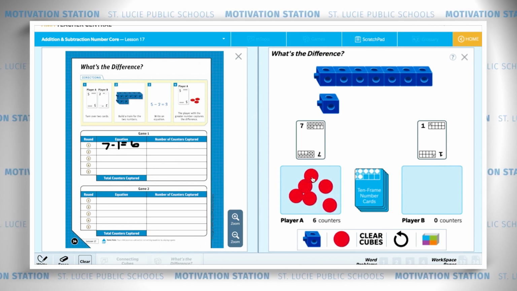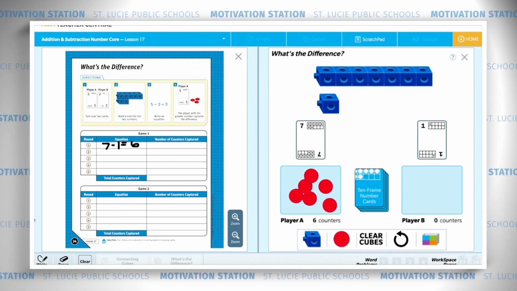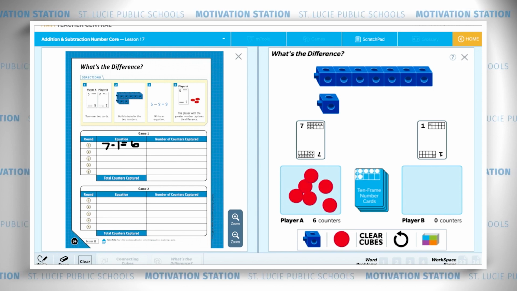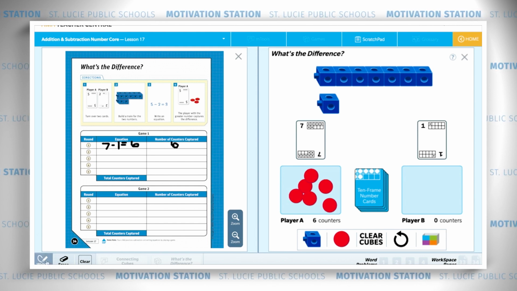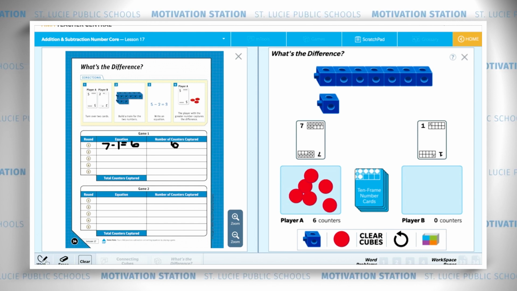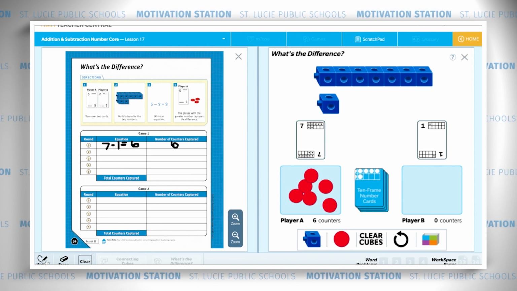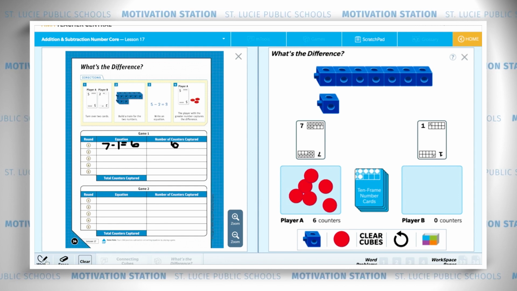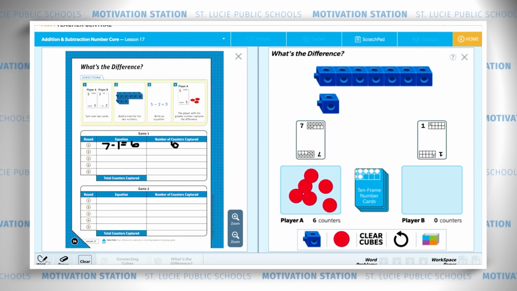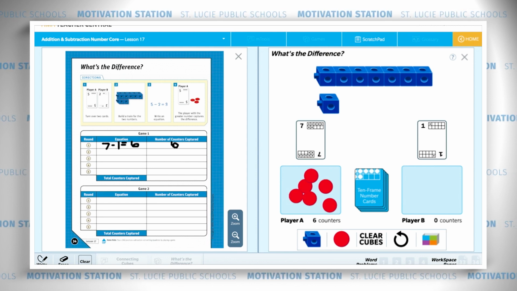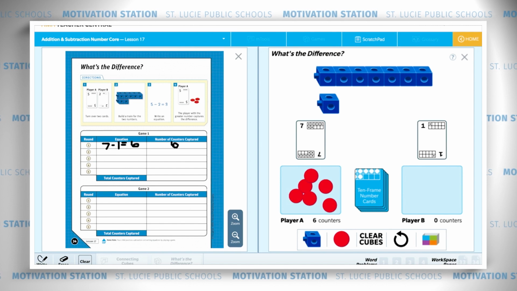Now you keep playing this round and capturing counters. Ooh, I forgot to write I captured 6 counters. You play for 5 rounds. Whoever has the total number of counters, or the greatest number of counters at the end, wins. All right, have fun and good luck finding what's the difference.